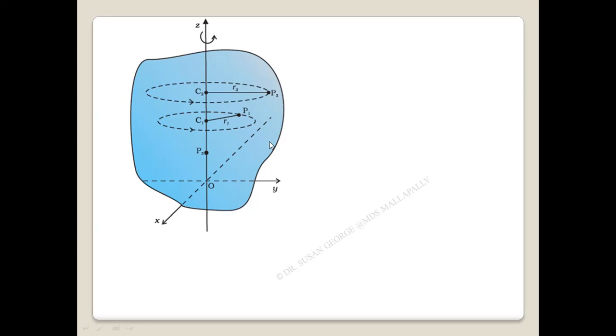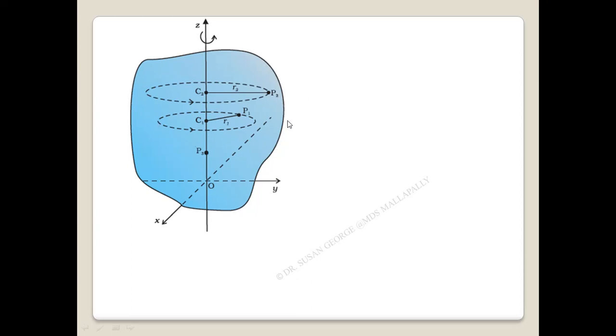This is a rigid body. The fixed axis of rotation is OZ, and we are considering two particles P1, P2, and one more P3. P1 and P2 you can see are at different distances from the axis of rotation, and P3 is on the axis of rotation. What happens when this rigid body rotates?